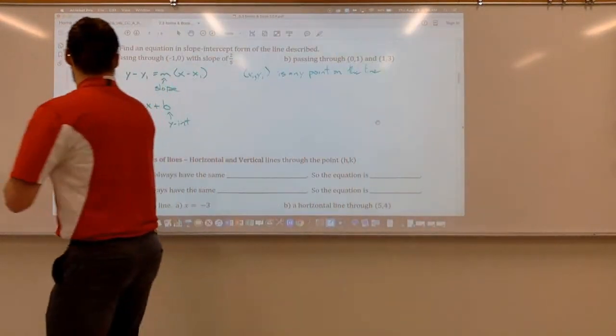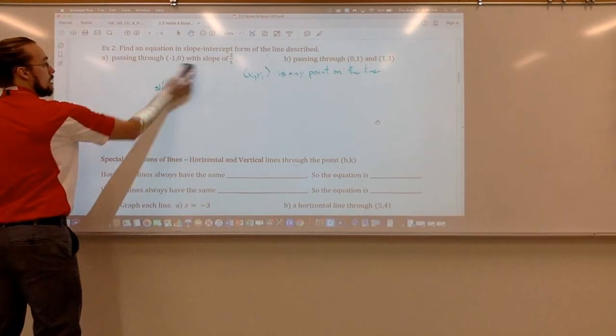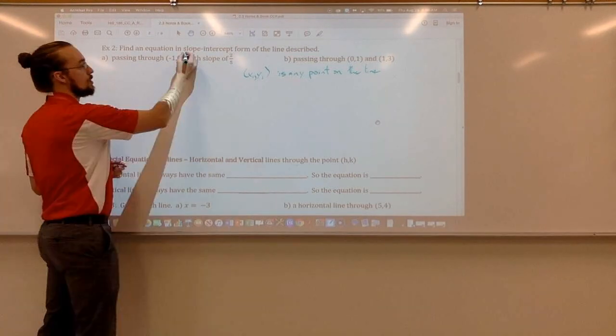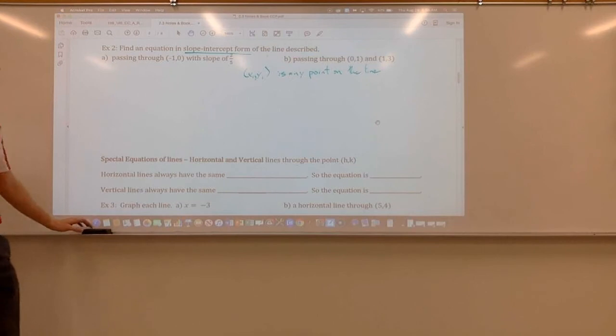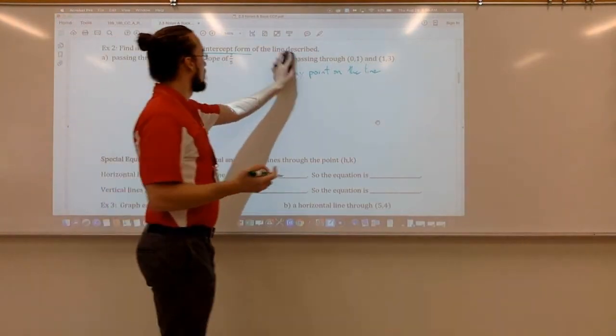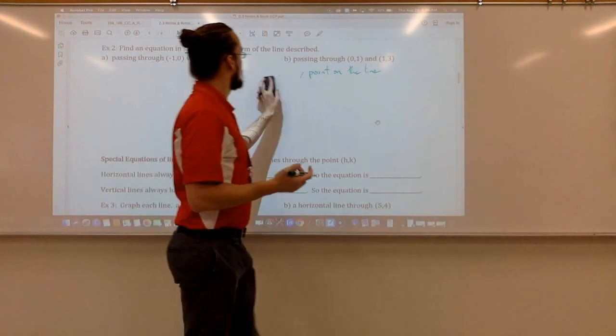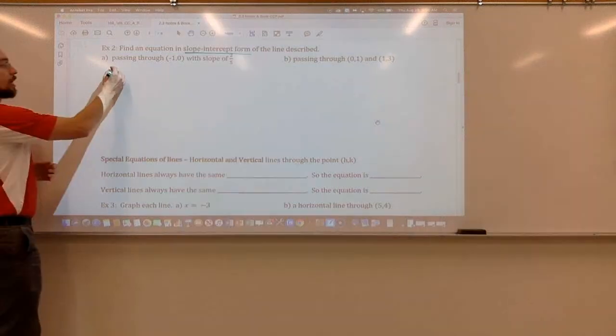Okay, so my ultimate goal is to get all of these into slope-intercept form, right? But point-slope form may be useful as an intermediate step sometimes. So the first one says, write the equation of a line that goes through the point -1, 0 and has a slope of 2/5. So right off the bat, I know my m, right? And I know some point, -1, 0.